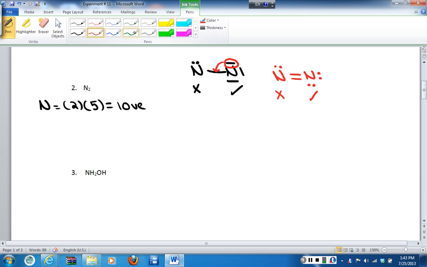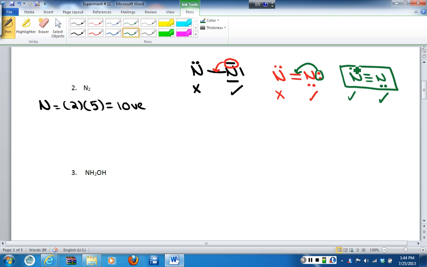So again, we form a multiple bond, and we now have a triple bond between both of our nitrogens. So we look, have we used all 10 of our valence electrons? Yes, we have. Does everything have an octet? Yes, both nitrogens have 8 surrounding them. So we know that this is our Lewis structure.